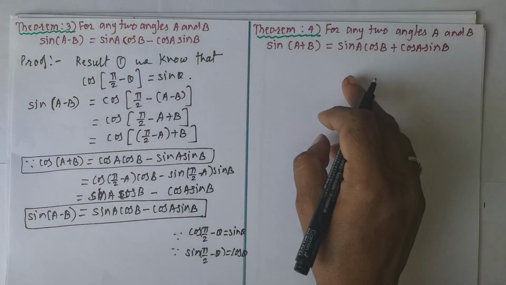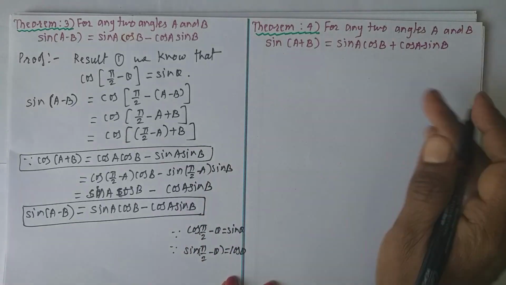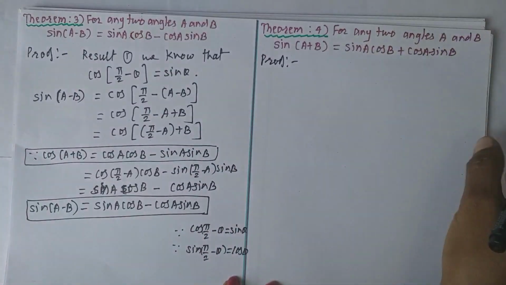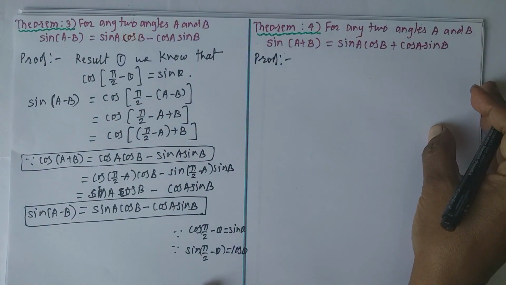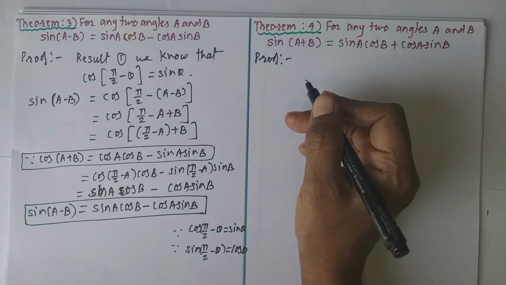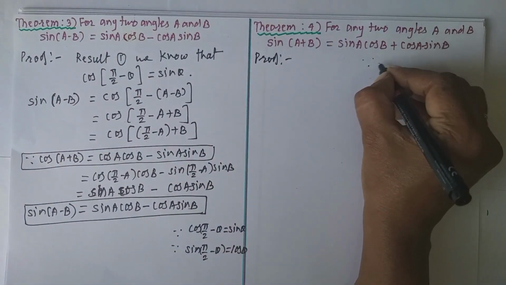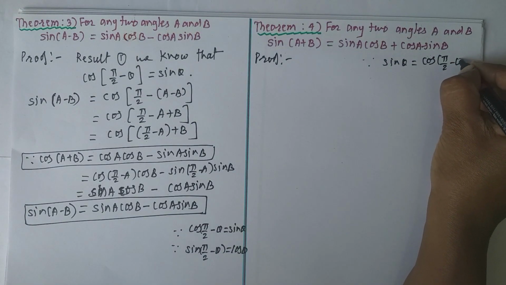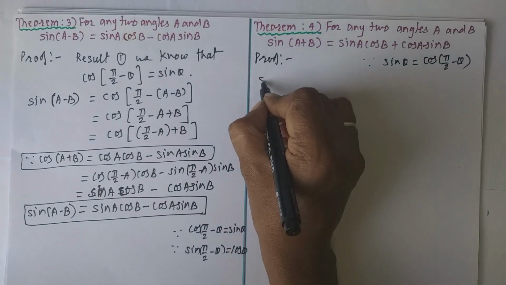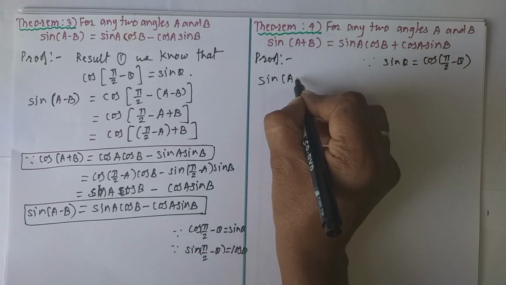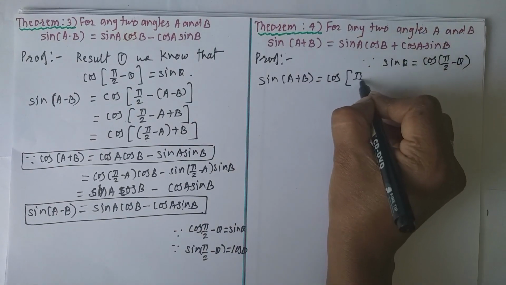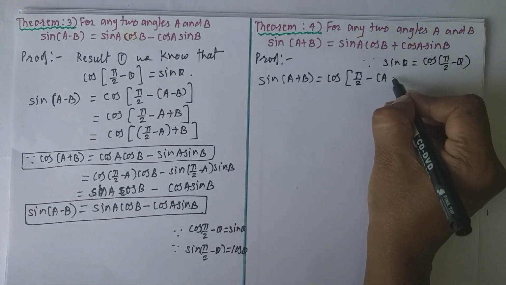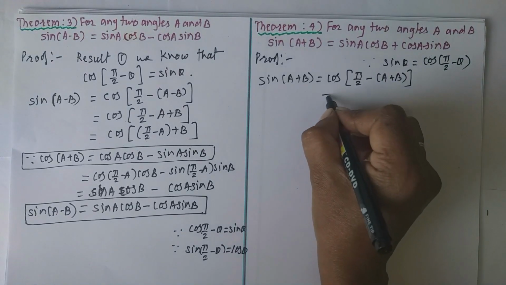Now we will prove theorem 4. In a similar way we will prove this. Again you know that sin theta means cos pi by 2 minus theta. Therefore, write down this sin A plus B as cos pi by 2 minus A plus B. Okay. Then open the bracket.